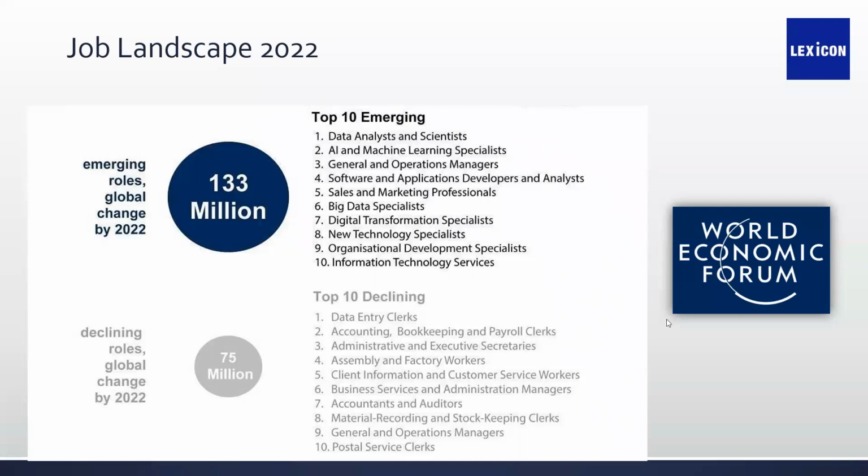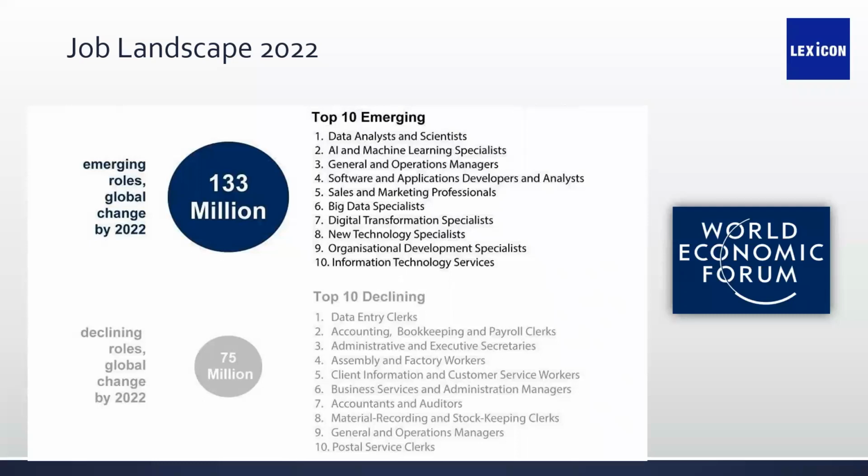Okay. So, this is an image that has been taken from the World Economic Forum report. This is about the job landscape up to 2022. According to this report, there are 133 million job roles that will emerge, and there are 75 million job roles that will be in a declining phase. Okay, so in the 133 million emerging roles, there are top 10 emerging roles and top 10 declining roles.